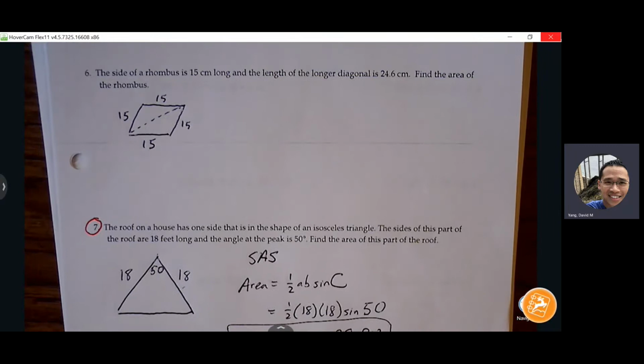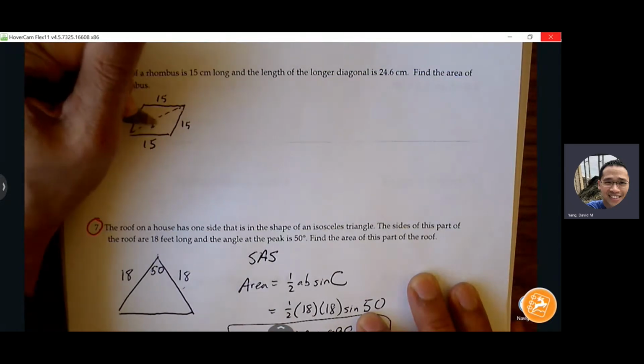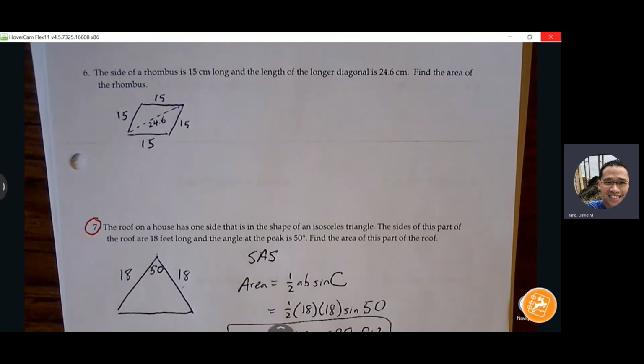Okay, so it says the side of a rhombus is 15 centimeters long and the length of the longer diagonal is 24.6 centimeters. Find the area of the rhombus. Okay, so don't worry about the fact that it's a longer diagonal. We can just choose, make this 24.6. Okay, find the area of the rhombus.